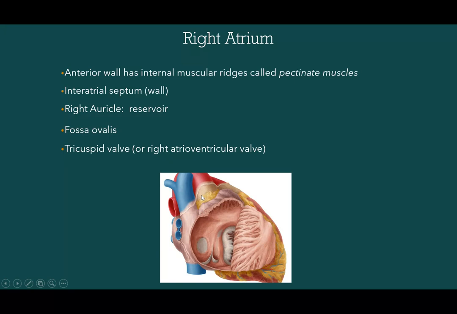If it's separating the atria and the ventricle, it's classified as an atrioventricular valve. Specifically on the right side, separating the right atrium and the right ventricle, it's called the tricuspid valve. And that's what we're trying to show right here.